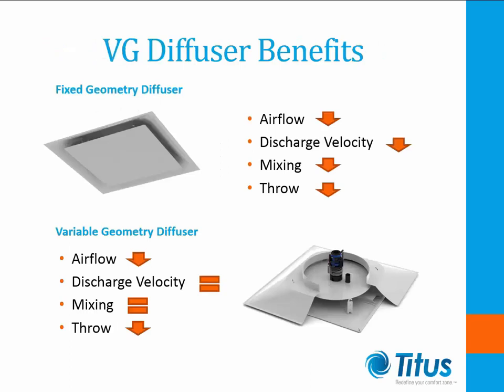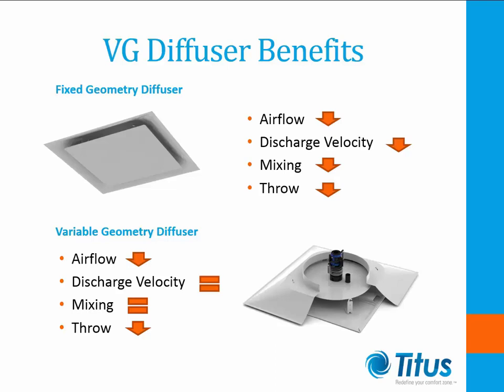Let's look at a standard fixed geometry diffuser and compare them to variable geometry diffusers. Sometimes variable geometry or VG diffusers are referred to as variable air volume or VAV diffusers because they have some similar functions as traditional VAV units used in modern HVAC installations. Varying the geometry varies the volume of air the diffuser delivers.